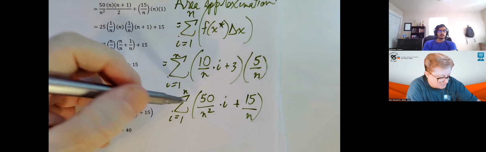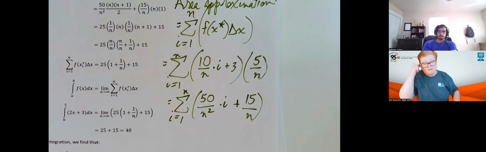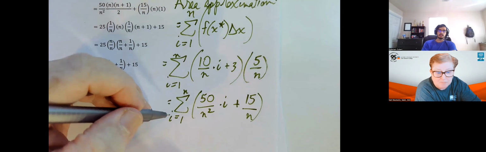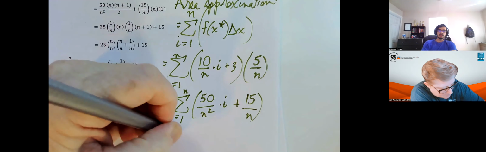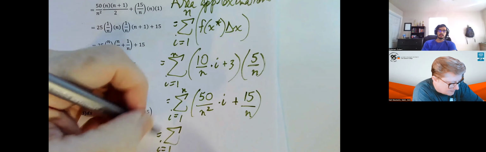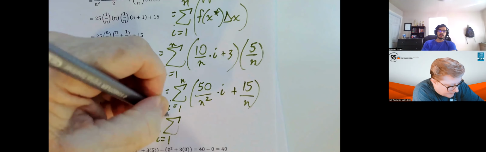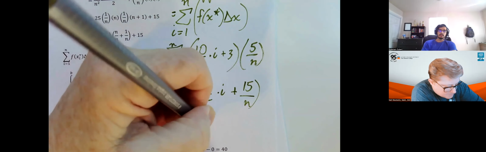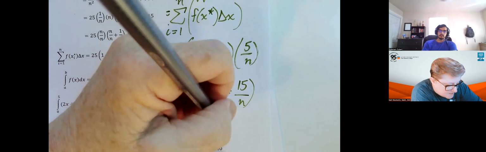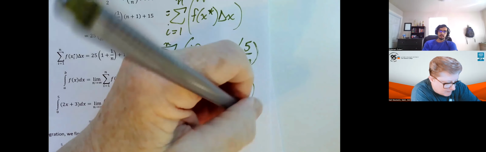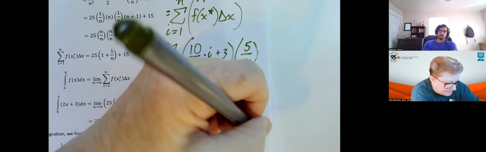This i, because it's the index. That's right. So whatever n is, it's fixed at this step. That means that I can split this into 2 parts. Let's do that in 2 steps. I can write this first term as the sum as i goes from 1 to n of 50 over n squared times i, plus the sum as i goes from 1 to n of 15 over n.